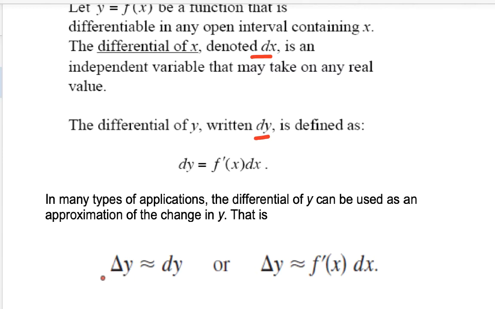That is, the change in y is approximated by the differential in y. Now remember, dy is given as f prime of x dx. So hence this change in y, which we're calling delta y, remember this is called the change in y, guys, can be approximated as f prime of x dx, which is nothing but dy by our definition. Let's do some examples.